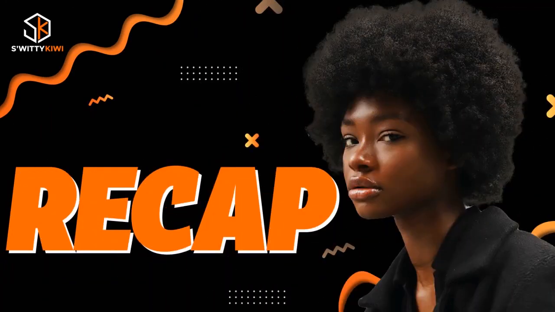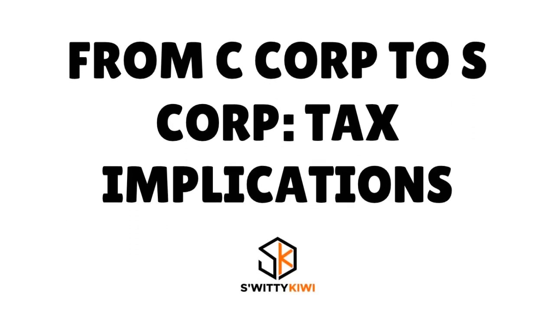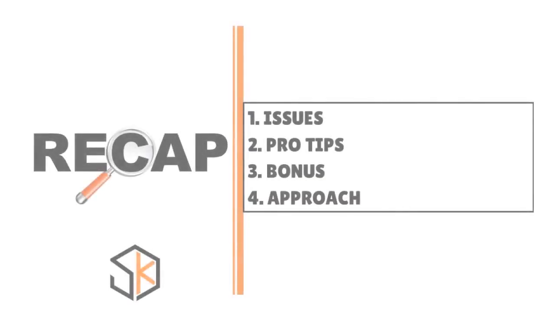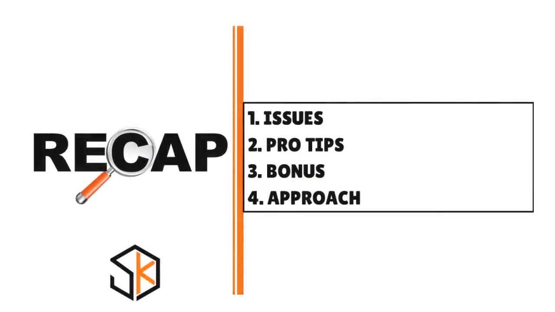Thank you so much for your attention. I really appreciate it. In today's conversation, I explained how to go from a C corporation to an S corporation and what the tax implications are. Let's quickly do a recap. I spoke about the 5 main issues: the big tax, passive income, LIFO inventories, unused losses, and other issues. I also gave you a few pro tips, a bonus, and the approach.